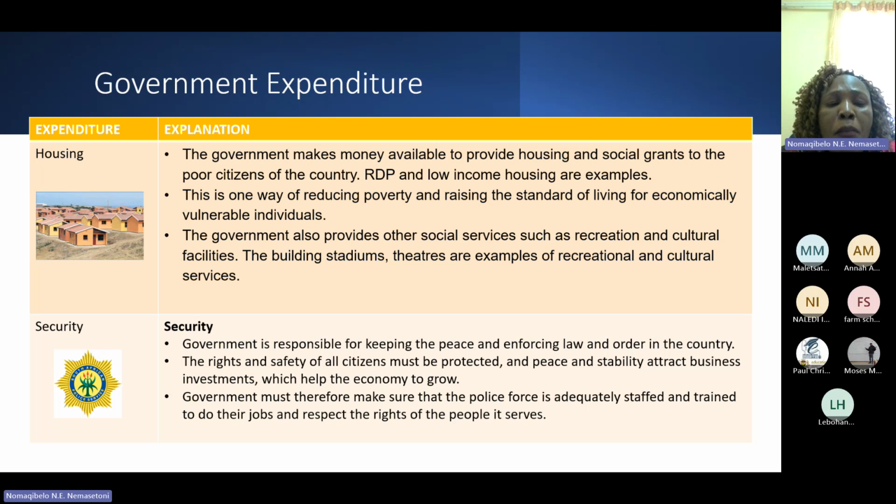And then the government also provides social services such as recreation and cultural facilities. The building of stadiums and theaters are also examples of recreational and cultural services.